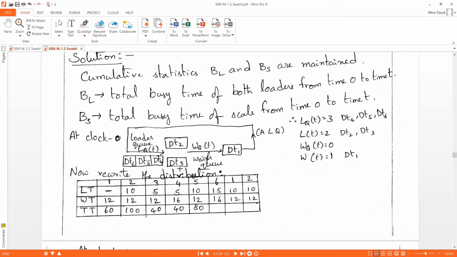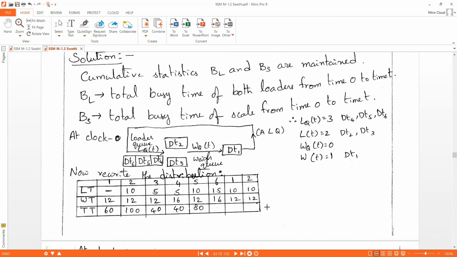And we have two loaders. In the question they have told that 5 trucks are at the loader. The two loaders are free, so two trucks will be occupied by the two loaders for loading. So DT2 and DT3 are getting loaded, and L of t will be 2. The remaining 3 trucks, DT4, DT5, DT6, are at LQ of t, the loader queue.